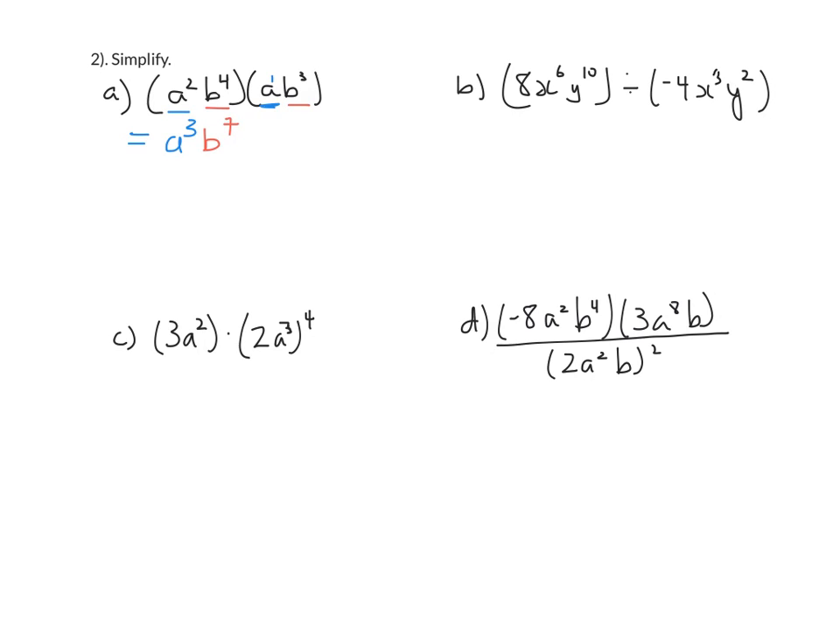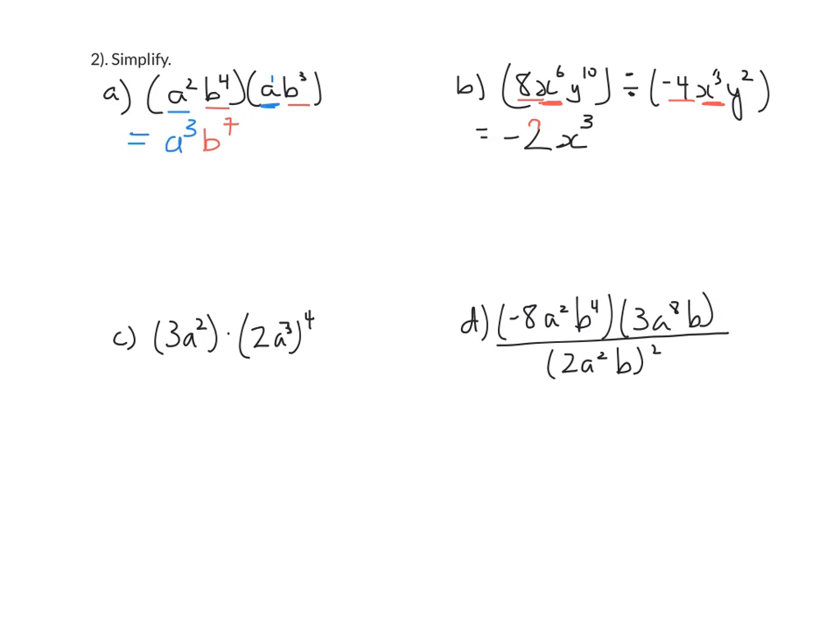The next one we're dividing. This is supposed to be a divide sign here. Okay, dividing. So I'm going to take my number parts and divide them. 8 divided by negative 4, that's going to give me a negative 2. And then if I look at my x to the 6, and I'm dividing by x cubed, the rule is keep the base the same. So my base should still be x, and then I'm going to subtract those exponents. So 6 take away 3 should give me a 3.